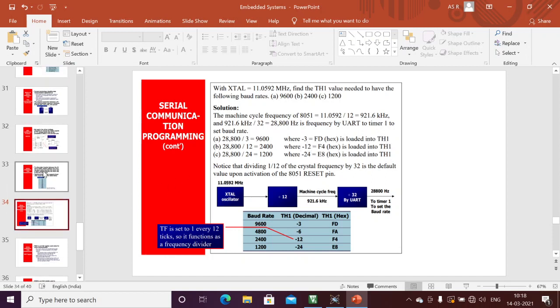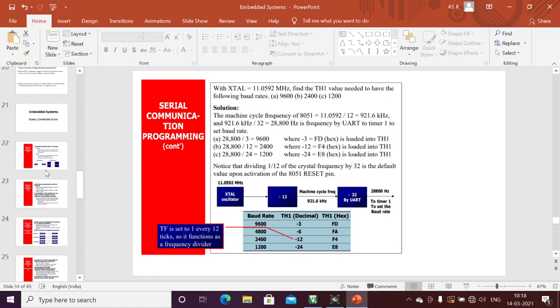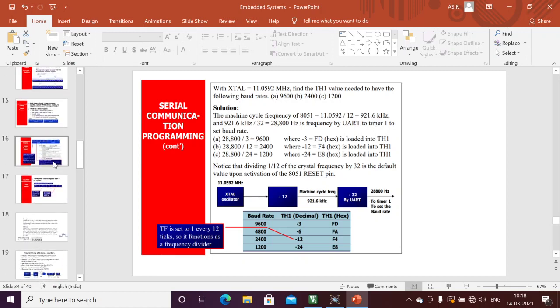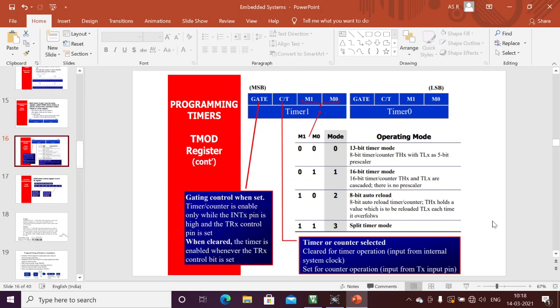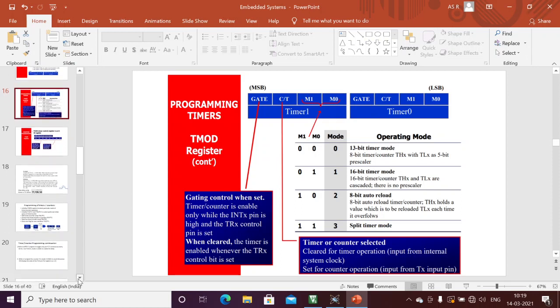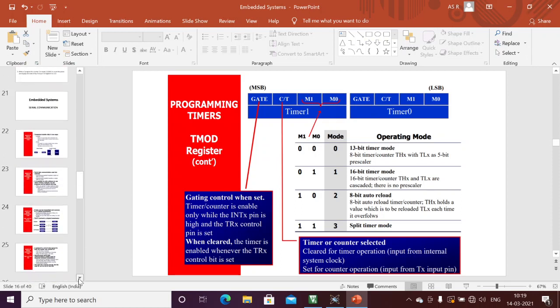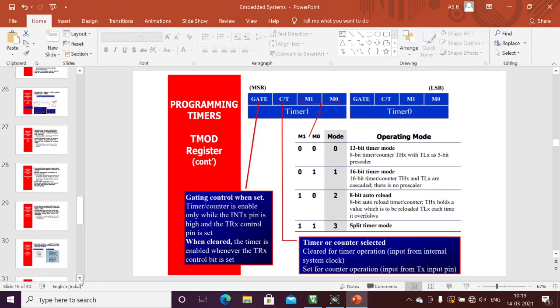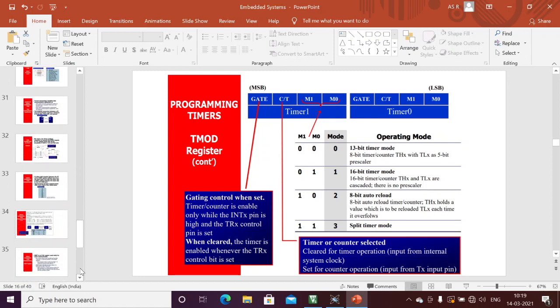Here we need to discuss the auto reload mode. Whenever this timer is overflowed, here we'll discuss the auto reload mode. Whenever the TLX value overflows, automatically the TH1 value will be copied to the TL1 value. This is mainly the working of the auto reload mode. Here I am loading the TH1 value as FD. We'll discuss this more once again.